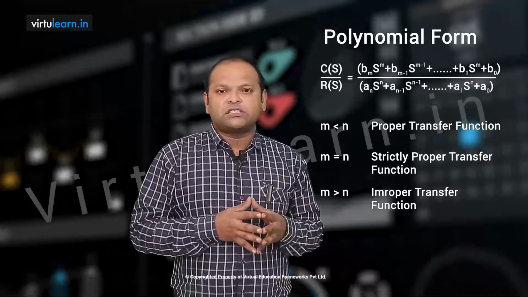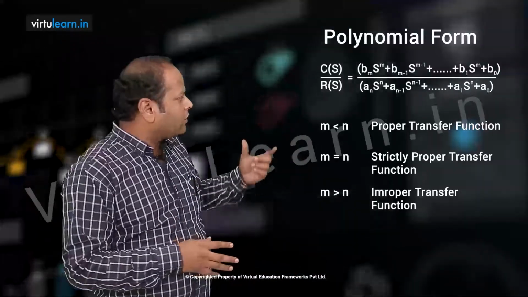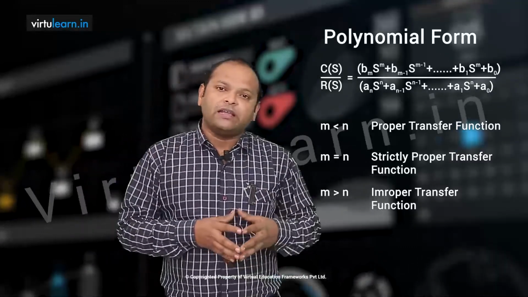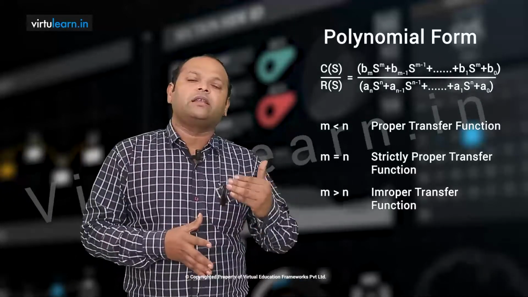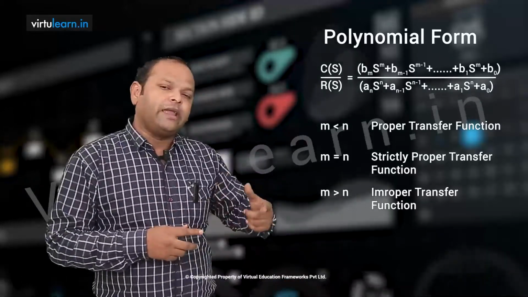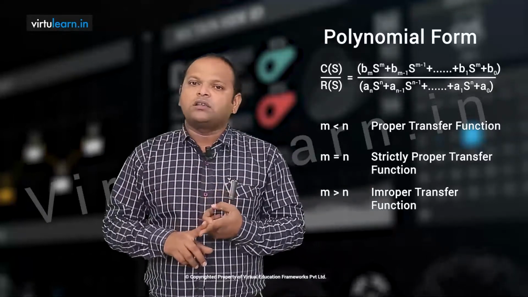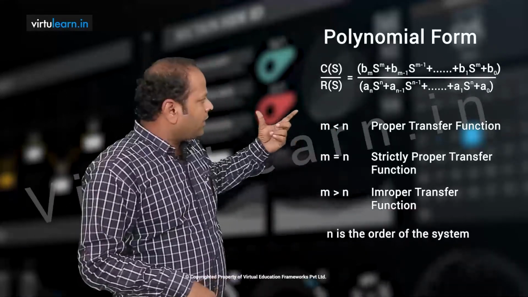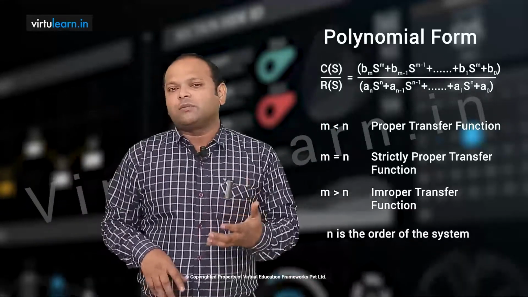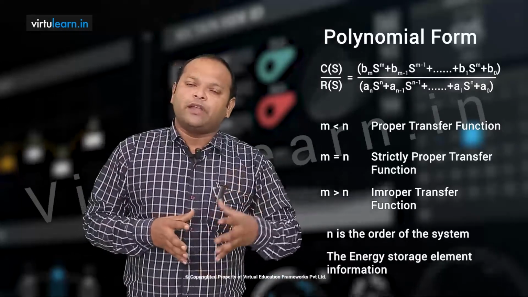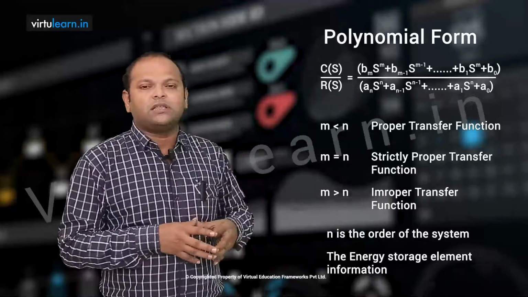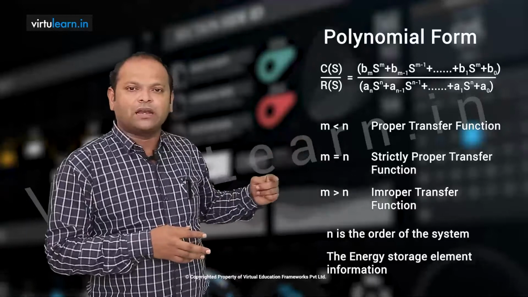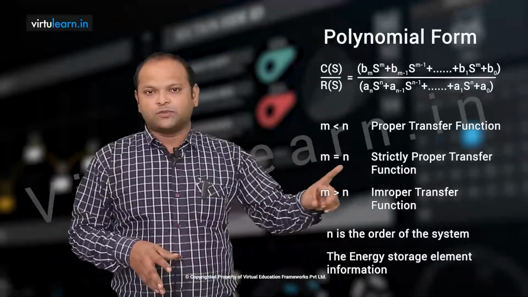So in linear control systems, we are not going to talk about the improper transfer function. Therefore the transfer function will have the number of zeros either equal to or less than the number of poles. We only take proper or strictly proper transfer functions. Now the order is n, small n is the order here. We already know the order is nothing but the energy storage element information. If n is equal to 2, it means in the particular physical system there are two energy storage elements. It can be electrical, mechanical, or any other physical system.